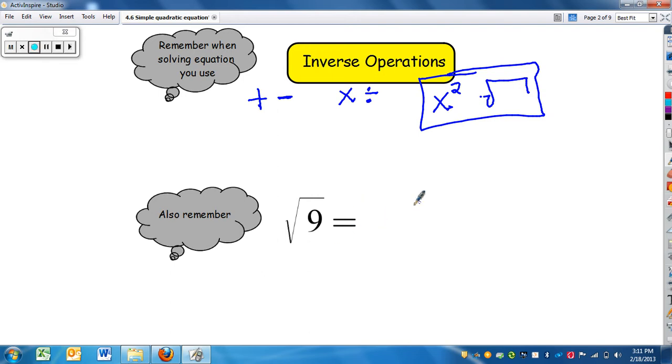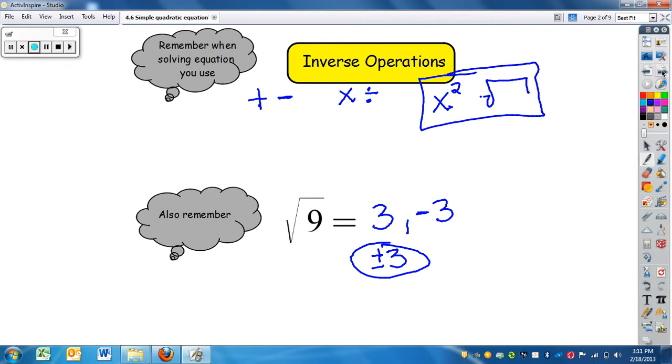Also remember, when you did the first section of Unit 4, when we take the square root of 9, a lot of you would automatically say, well, the square root of 9 is 3. But also remember, 3 squared is 9, but negative 3 squared is also 9. So we have two answers. And you can write it as 3, negative 3, or plus or minus 3. So most of our answers with these equations are going to have two answers, and we're going to need that plus or minus. We are going to apply that rule.